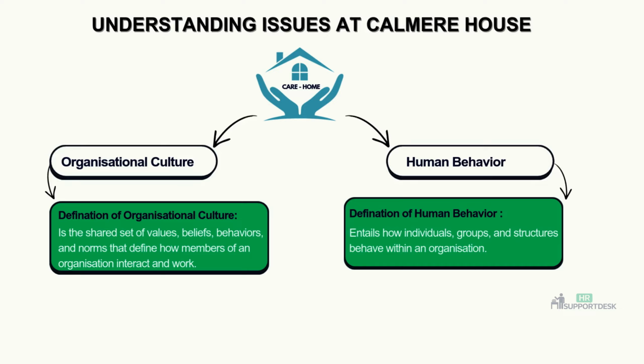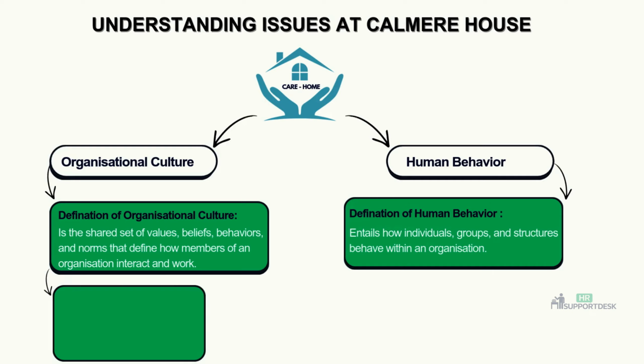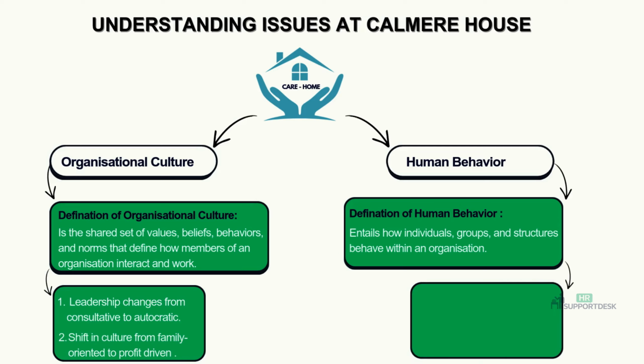So, focusing solely on culture, some of the changes that occurred at Calmere House after the acquisition included a shift in leadership style from consultative to autocratic, and a shift in culture from family-oriented to profit-driven. This, in turn, led to a shift in behavior, with employees becoming disengaged and the resident satisfaction rate taking a nosedive.